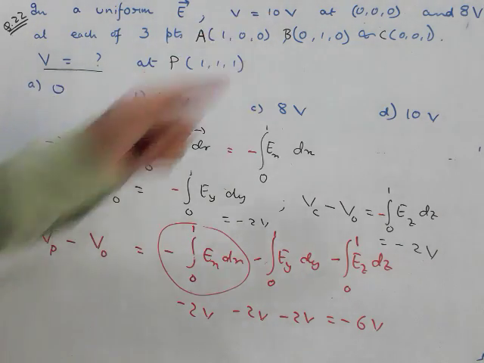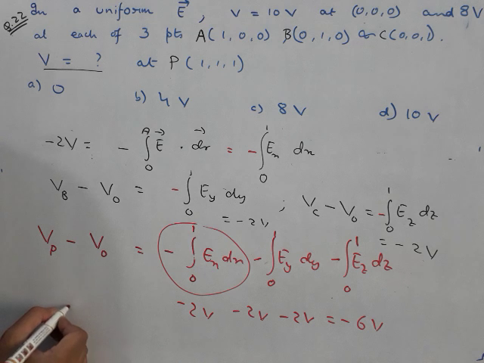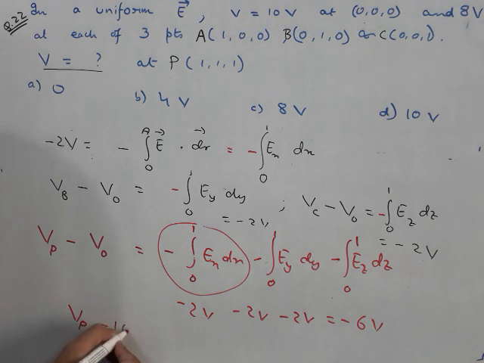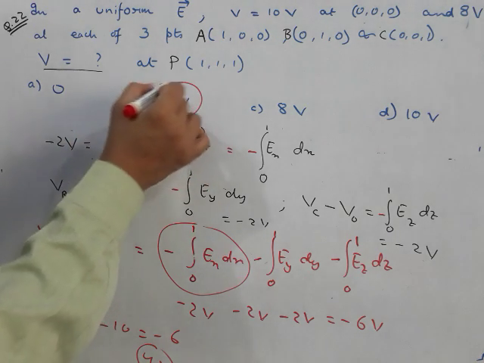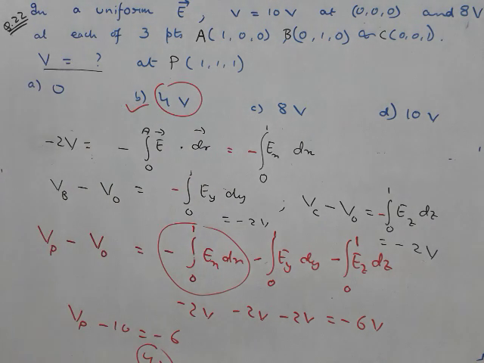Now what is the value of V at O? At origin the V is having 10 volts value. So Vp minus 10 is equal to minus 6. So Vp becomes 10 minus 6, that is 4 volts. So what is the correct answer to this particular question? 4 volts. So this is the correct option. Is this clear, students? How we are correlating potential with electric field? It's a very good question. Please practice it properly.